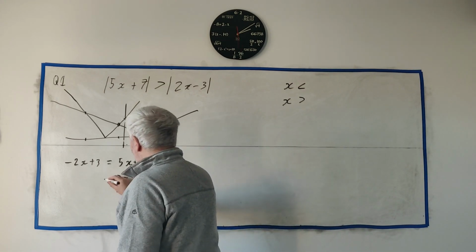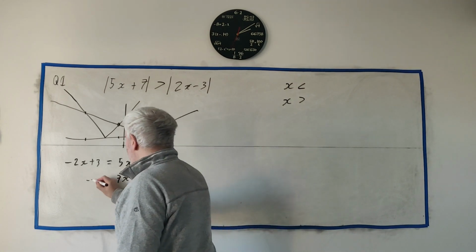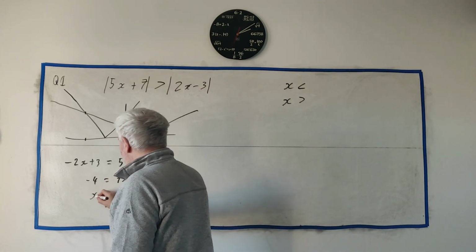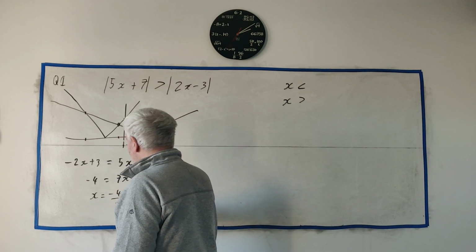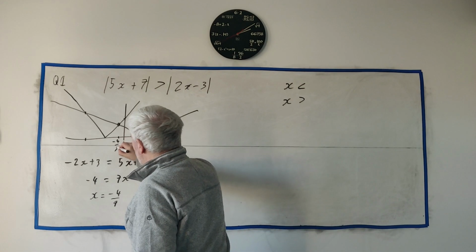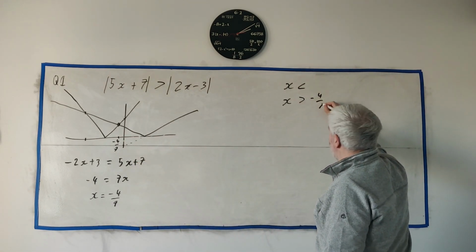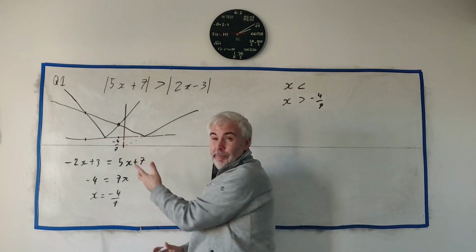We'll get 7x here. All the numbers to the left, we'll get -4. We'll get x is equal to -4 over 7. So that's this point here, -4 over 7. So I know x is going to be bigger than -4 over 7. I know it's bigger than, just from looking at the picture.